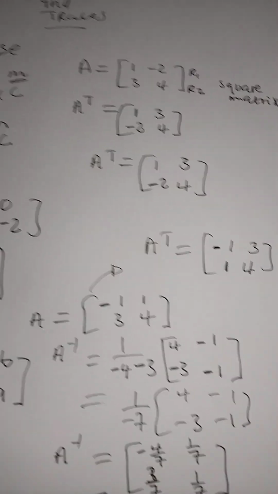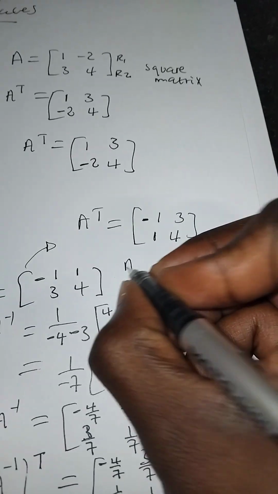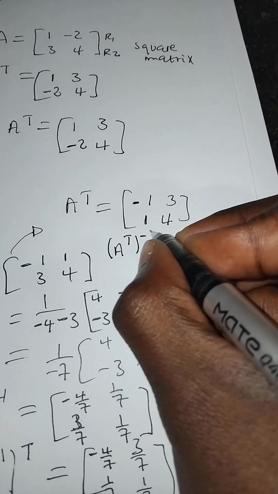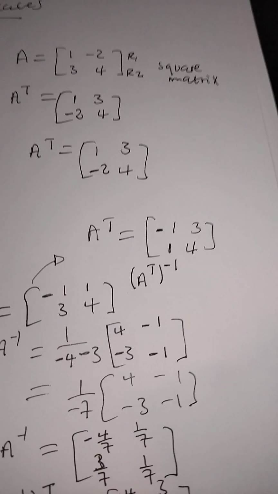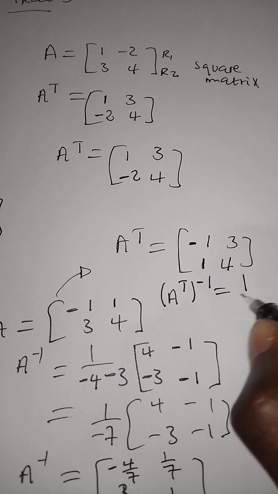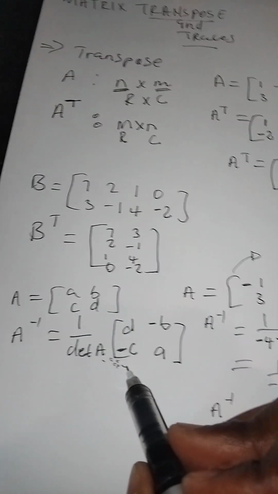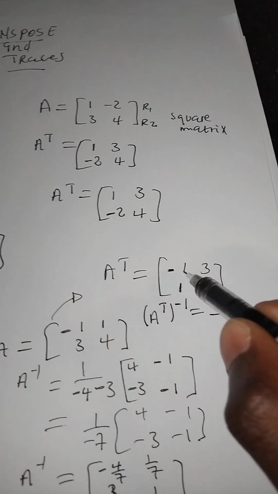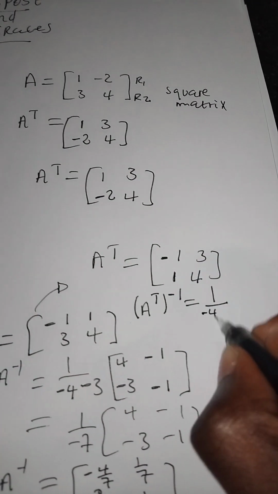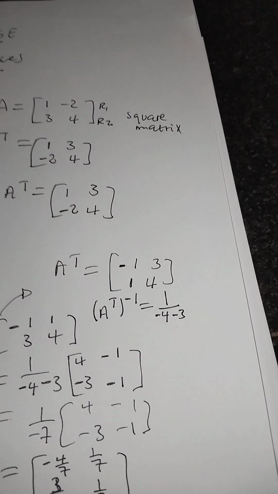Okay, and now after we have this, they tell us that they want the inverse of that transpose. The inverse of that transpose will be denoted by something like this. If they want the inverse of that, we know it has to be 1 all over the determinant, according to the formula we were using here. The determinant is going to be minus 1 by 1, that is minus 1, then 3 by 4 which is 12, minus 12, like that.